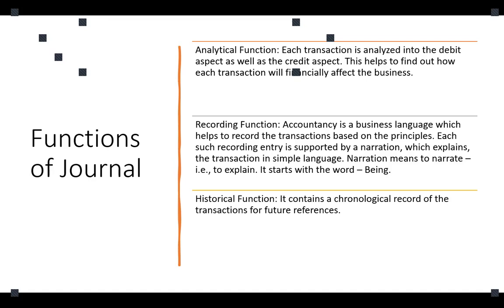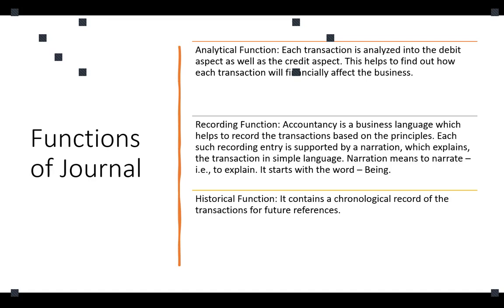Then the recording function. Accountancy is a business language which helps to record transactions based on principles. The principles come into the picture, that is the golden rule of accounting. Each such recording entry is supported by a narration. Narration gives an idea about the transaction. For example, you have purchased stationery for office use and made the payment in cash. So you need to specify that this transaction is because of the purchase of stationery, in simple language.